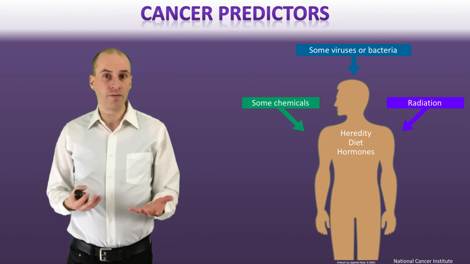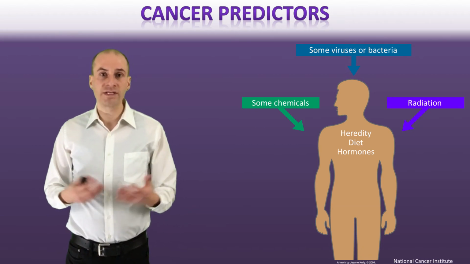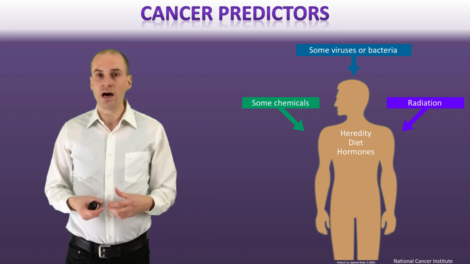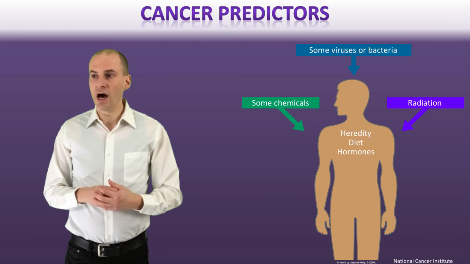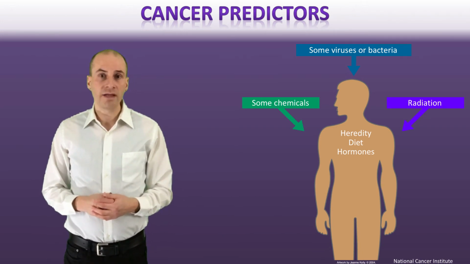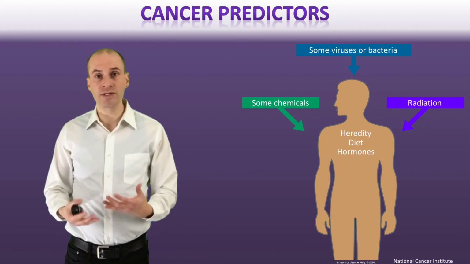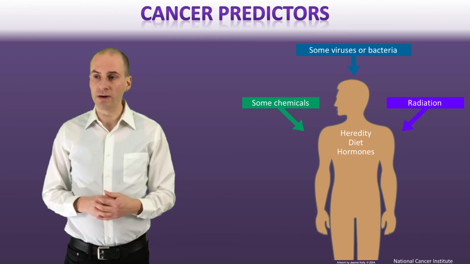Dietary factors, a range of different ones, have been shown to increase your risk for diseases. For example, eating charred meat, carcinogens can increase your risk for cancer. And then hormone levels have also been shown to sometimes influence cancer risks as well.